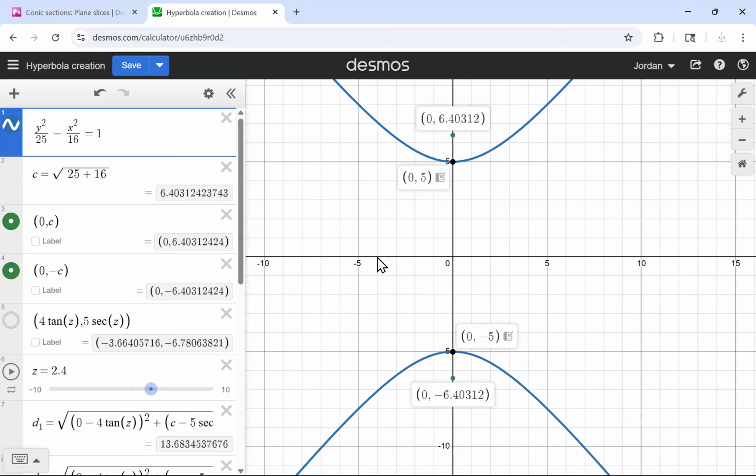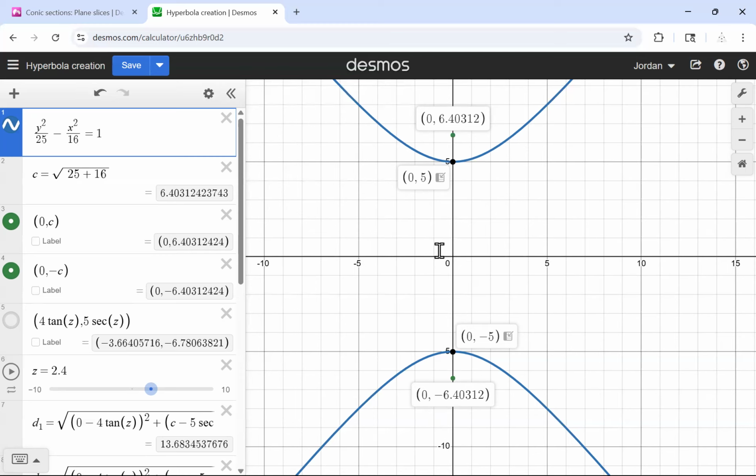The conjugate axis would go from (-4, 0) to (4, 0). So conjugate moves this way. Transverse moves from vertex to vertex. The foci are 2 points that are sort of beyond or on the transverse axis. In this case, it's (0, 6.4) and (0, -6.4), approximately.